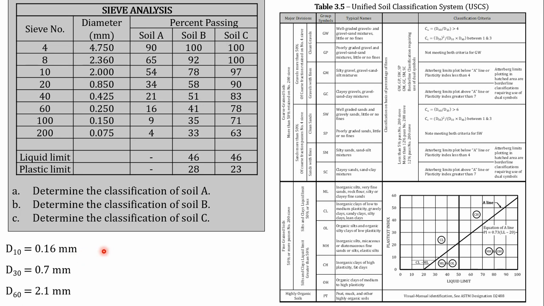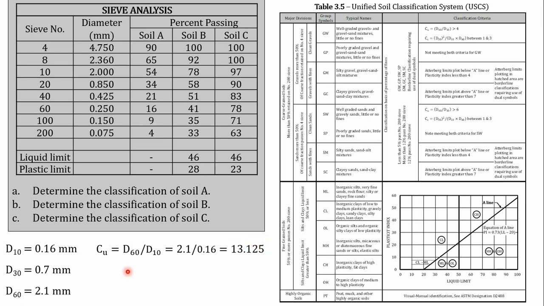Solve muna natin yung coefficient of uniformity, class. So CU is equal to D60 divided by the D10. So meron na tayong D60, ito yon 2.1, and D10 natin is 0.16. So that is equal to 2.1 divided by 0.16 mm, and that is equivalent to 13.125. Okay, unitless ito, class.